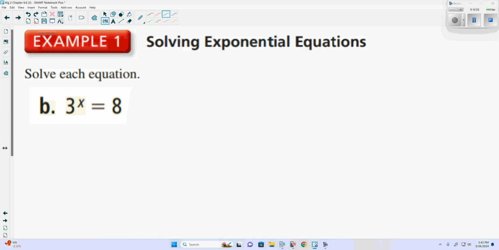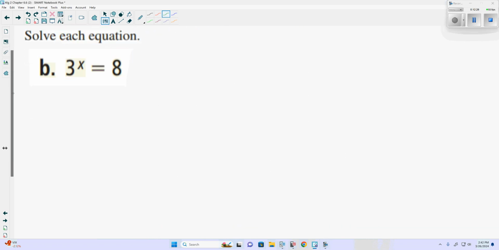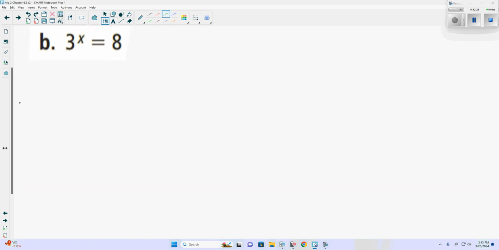3 to the x equals 8. So to get the x out of the exponent, we need to apply a log to it. What log would we apply to both sides? Log base 3 of, well, it'd be 3 to the x equals log base 3 of 8. We use log base 3 because we have 3 to the x.